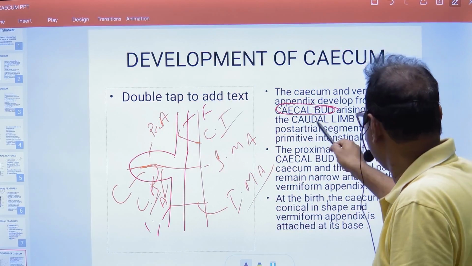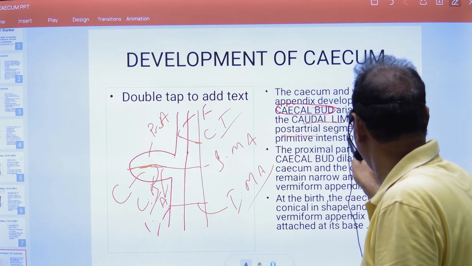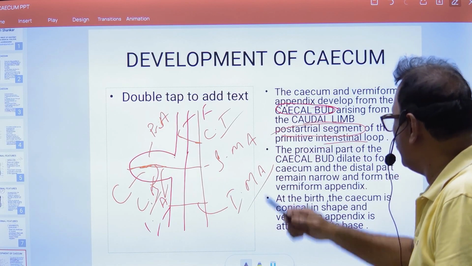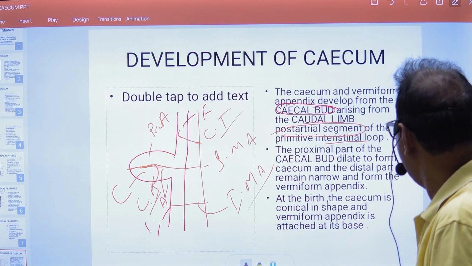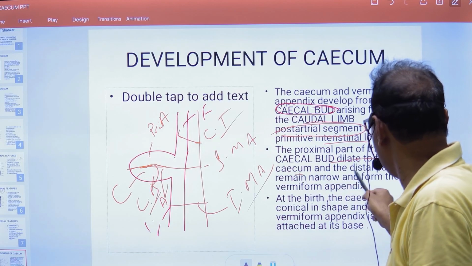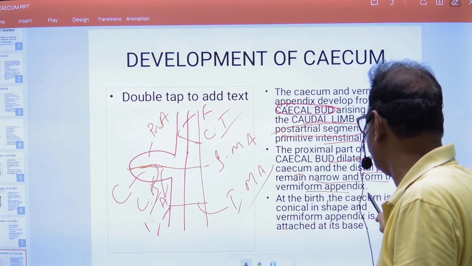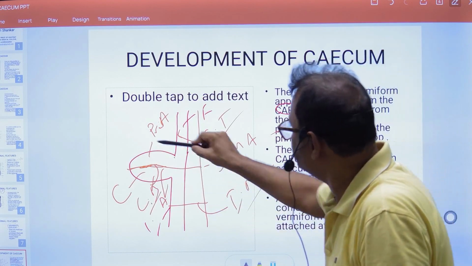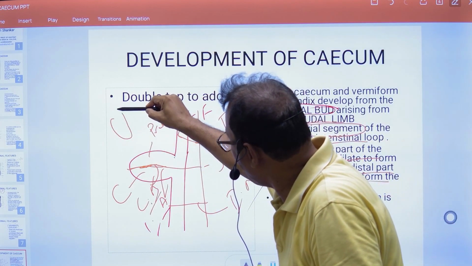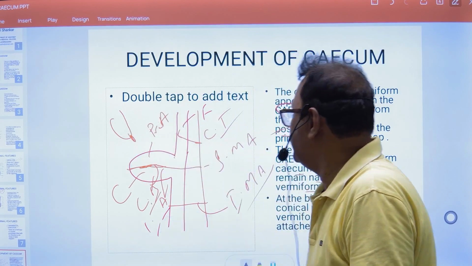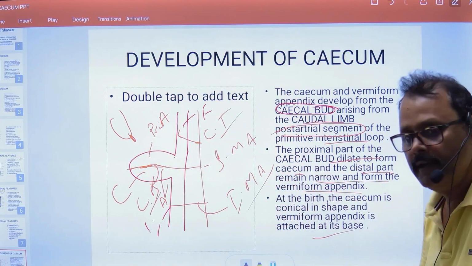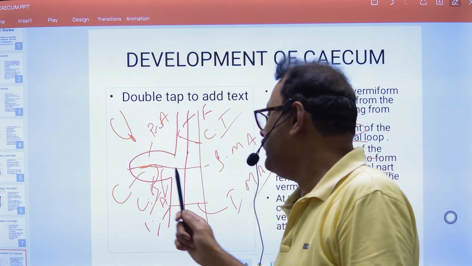So, arising from the cecal bud, the post-arterial segment of the primitive intestinal loop, the cecal bud dilates to form the cecum, and the distal part remains narrow and forms the vermiform appendix. At birth, the cecum will be conical, and at the base we will get the appendix.